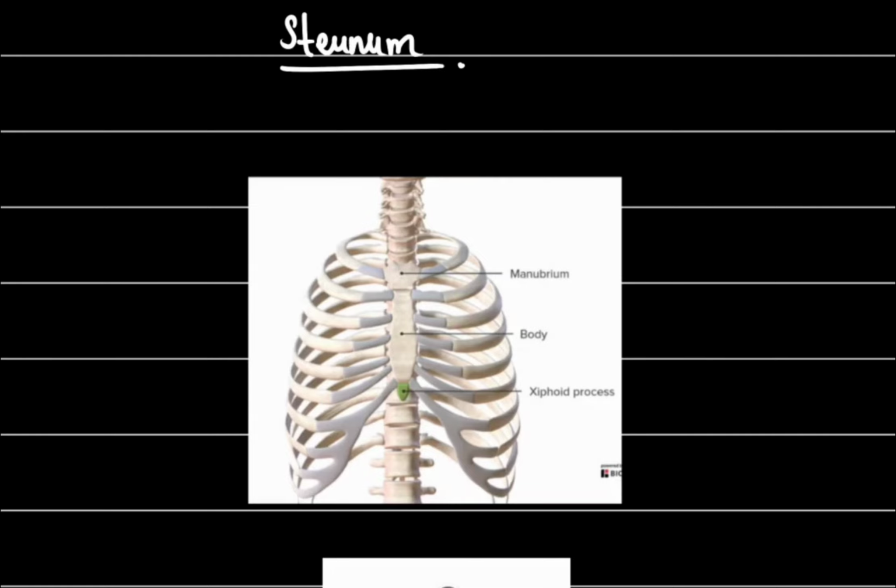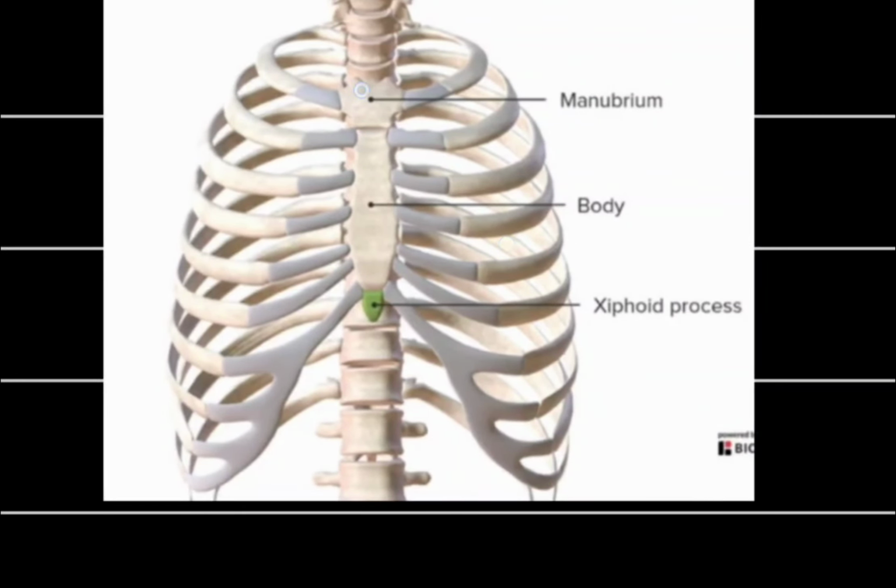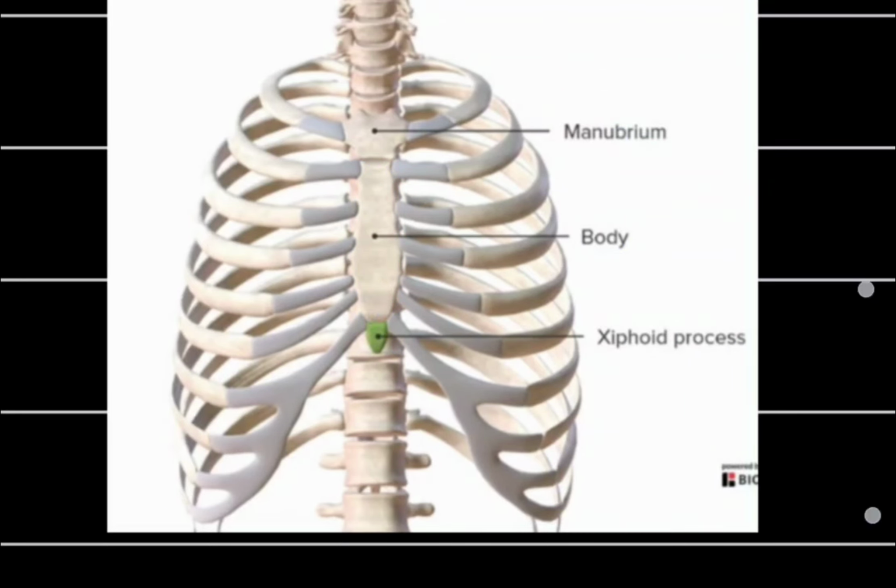So today we'll be reading about the sternum. So this is the sternum. Let's take a close-up look. The sternum has three parts. The first part is the manubrium, the second part, the longest part, is the body, and then we have the xiphoid process, which is marked in green here. So let us see all three parts one by one.